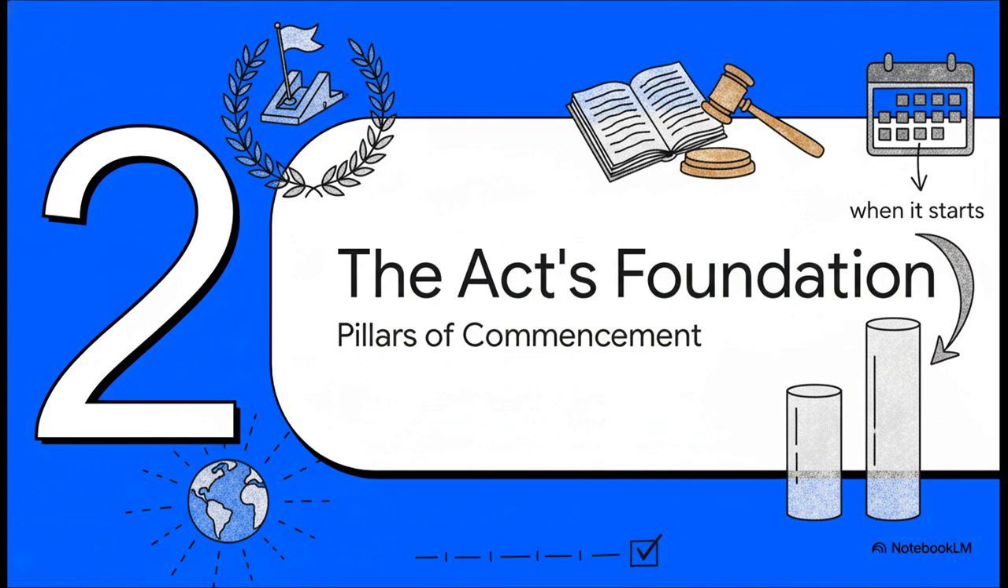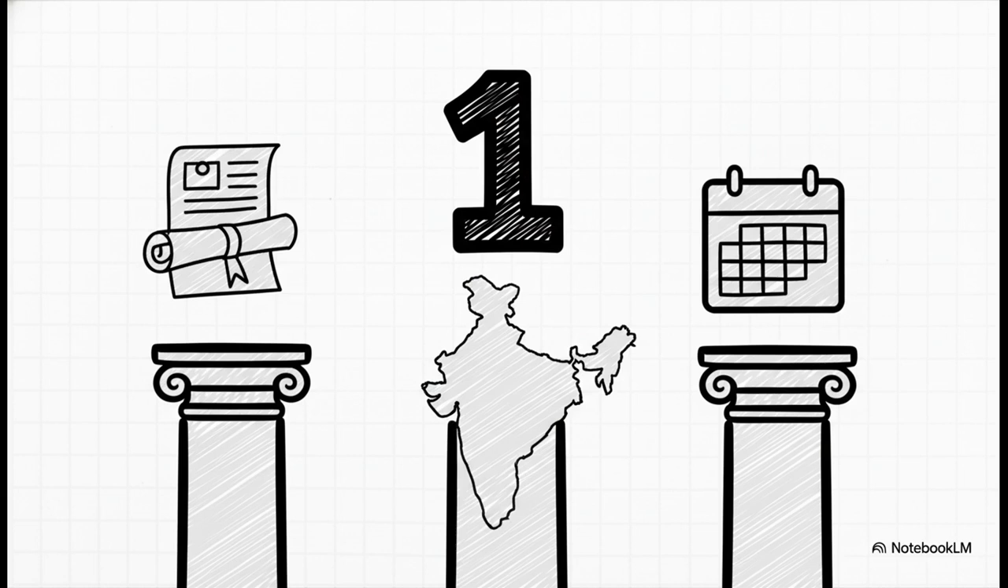Okay, let's move on to the bedrock of the Act, Section 1. For any new law, this is ground zero. It tells us its name, where it applies, and, crucially, when it kicks in. So, Section 1 of the new Act, which, for the record, is officially Act number 30 of 2025, sets up three fundamental pillars: its title, its geographical reach, and its start date.